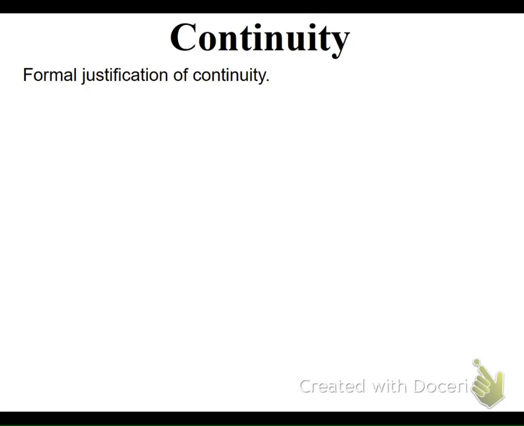Okay? So continuity has a three-part definition. There's an entire video on it. You can watch the long video, but this is the quick version, okay? To be continuous, there are three things that have to happen. The limit from the left has to equal the limit from the right.